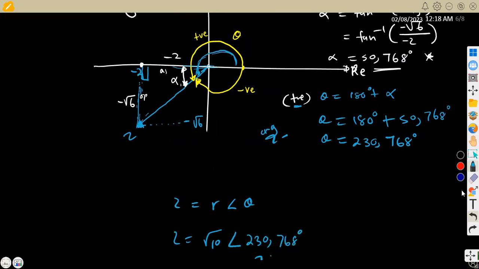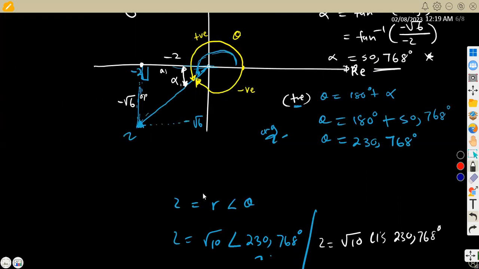230.768 degrees. Okay, or you can write this as r cis theta like this, where z is equal to r, which is square root of 10, then cis theta, where our theta is 230.768, or some can write it as square root of 10 cos this plus square root of 10 j sine. Guys, there are so many ways of representing this.